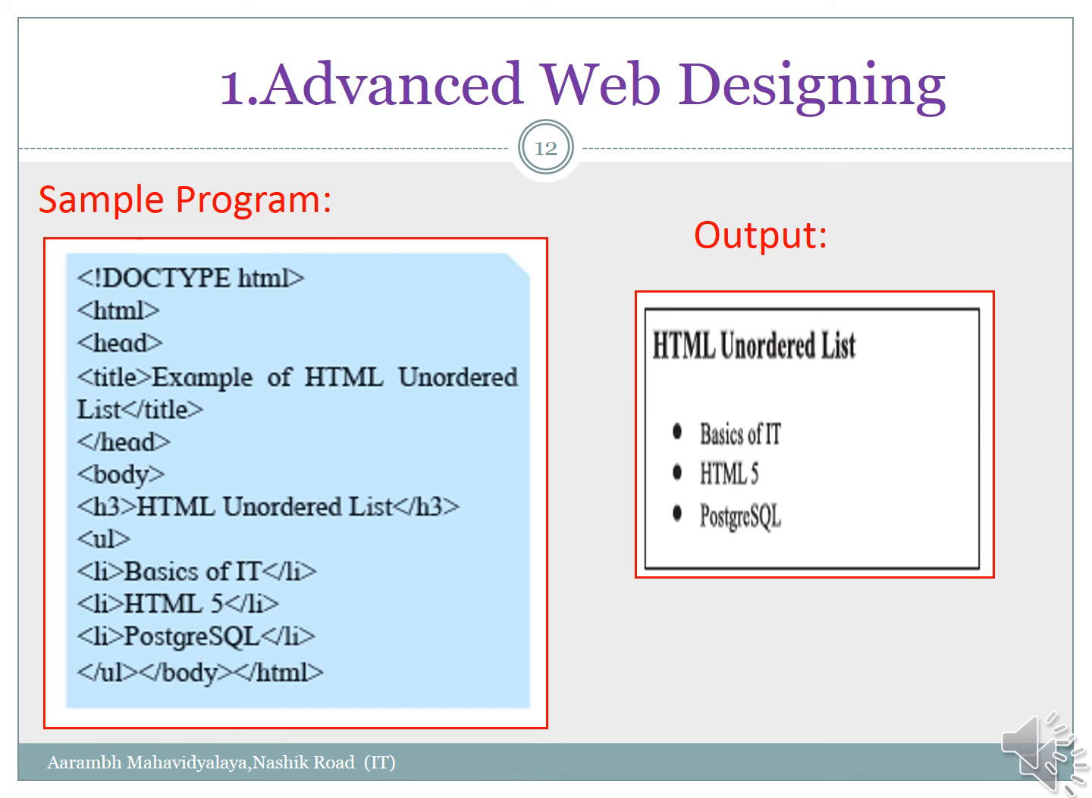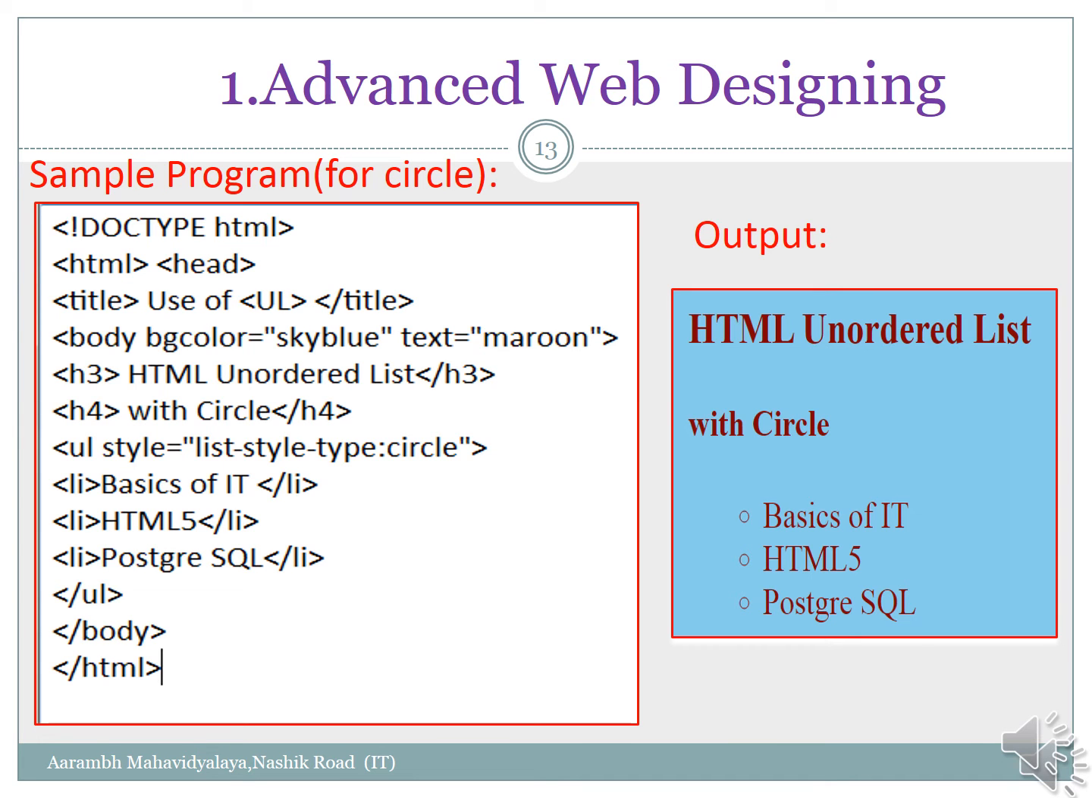It is a simple program to display an unordered list. Here under UL, we have not specified any type. That means by default data is displayed by using the disk type. Here in this program, we have displayed the list items with the circle type. Here we have used UL style equal to list-style-type: circle, which indicates the CSS inline tag with the list items.